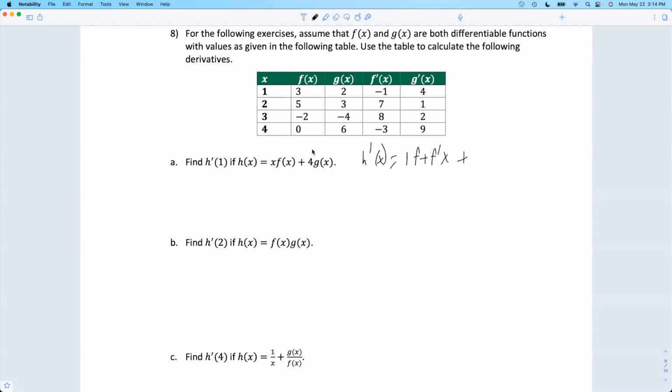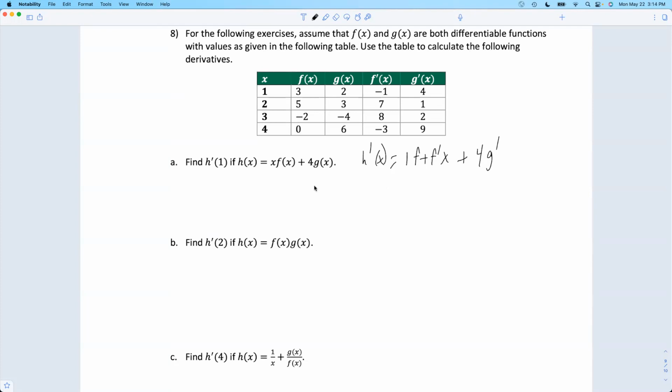Plus. Now, yeah, this is a product, but that first function is just a constant. The derivative of a constant is 0. You don't have to use product rule when one of your functions is just a constant. The constant just comes along for the ride. The derivative of 4 times g is just 4 times the derivative of g.